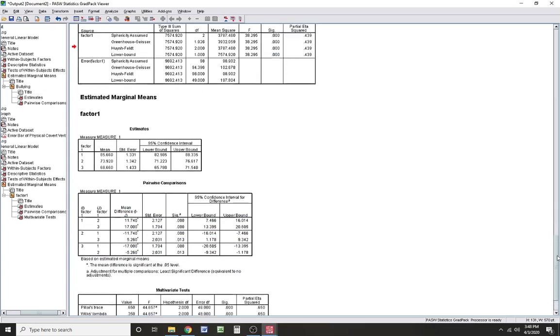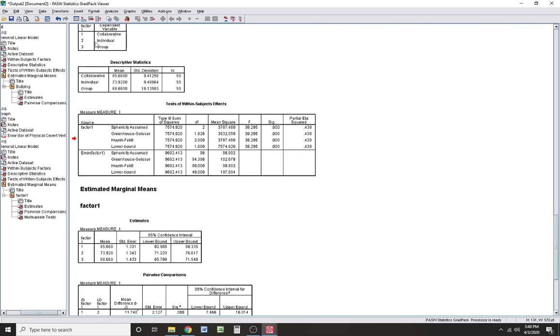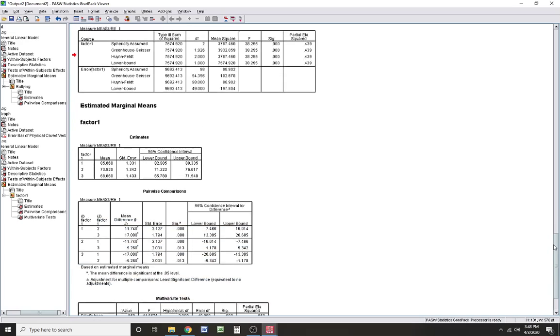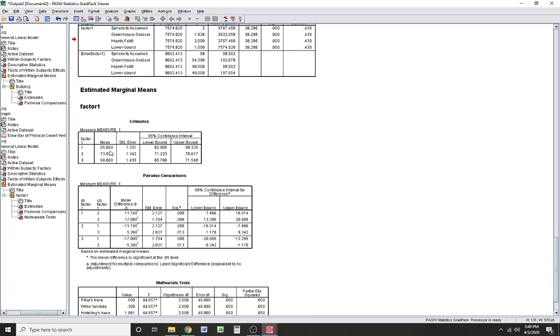So our post hocs, remember 1, 2, and 3 represent collaborative, individual, and group. So first we're going to compare 1 and 2, which was collaborative and individual. Those 2 groups were significantly different. So you would say collaborative scored higher than individual, and you would give P is less than 0.001. Then groups 1 and 3, 1 is collaborative, 3 is group. So we would say that collaborative also scored higher than the group. P is less than 0.001.